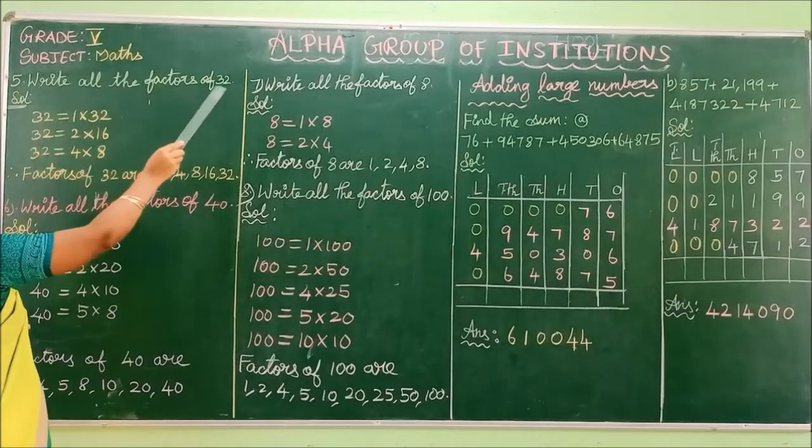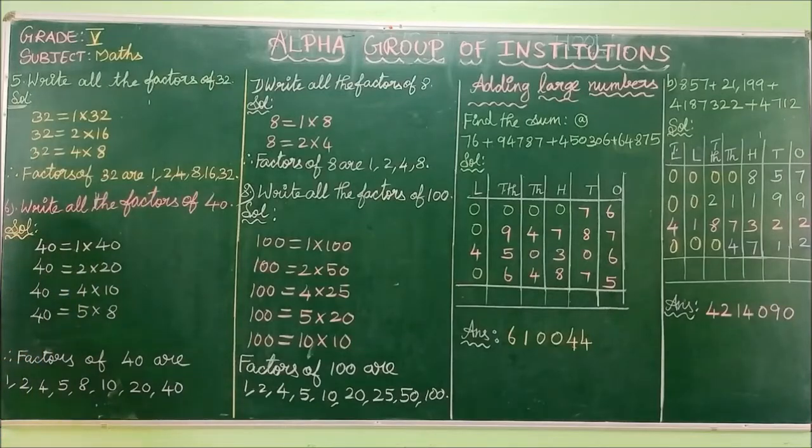See the fifth sum, children. Write all the factors of 32. That is, you have to find all the factors of 32. So what is the first step? You have to write 32 as the multiple of 1. So 32 equals 1 into 32.